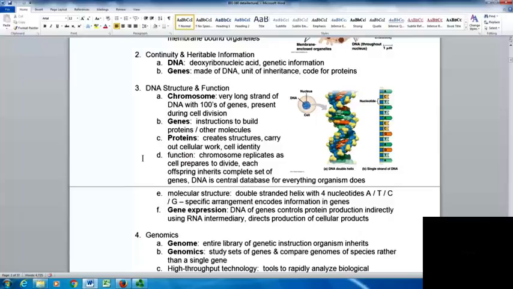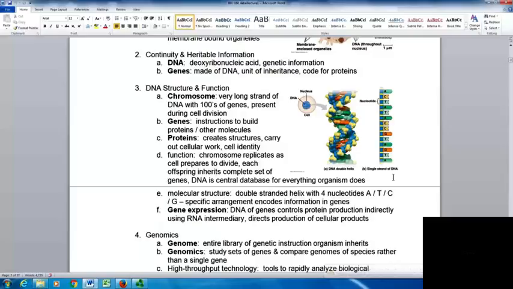So the function of a chromosome is it's going to replicate as the cell prepares to divide. This way, each of the offspring can inherit a complete set of the genes. Your DNA is that central database that is going to be your instructions for everything the cell does. So here you've got your DNA in the nucleus. It's showing it being the double helix shape.